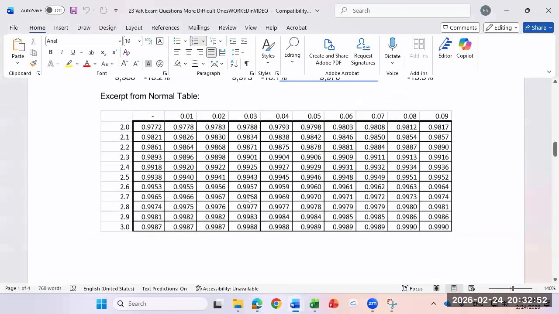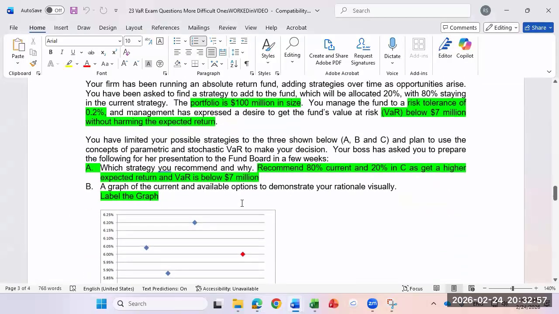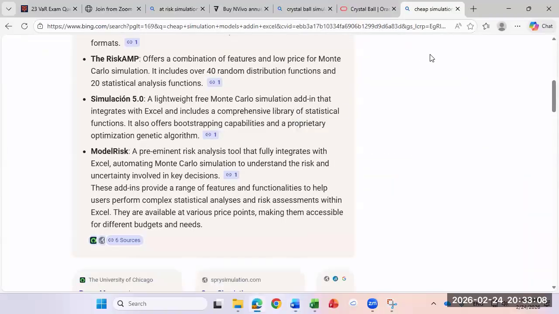Well, let's look at another problem just so you can see how similar they are. Because the problems, once you see two or three of them, they get very, very similar. Your firm has been running an absolute return fund. You don't need to know what that is. What is an absolute return fund? So absolute return, what they're trying to do, usually they're trying to never lose money, and they're trying to give you T-bill rates plus a spread. So they might say, I'm going to give you T-bill rates plus 4%, and we never lose money. Sounds really, really good.